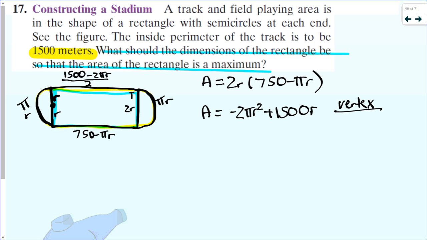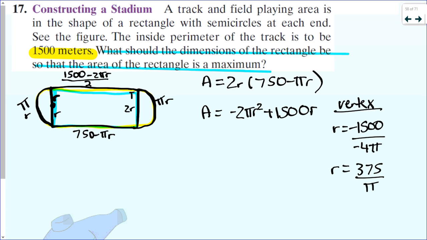So the vertex normally is at x equals negative b over 2a, where we're dealing with r. So r equals negative b, so negative 1,500 over 2a, which is negative 4 pi. So that is r. So that's going to be 375 over pi, because 1500 divided by 4 is 375. Negative divided by negative over positive. So that is the radius here that will maximize the area of the rectangle on the inside.